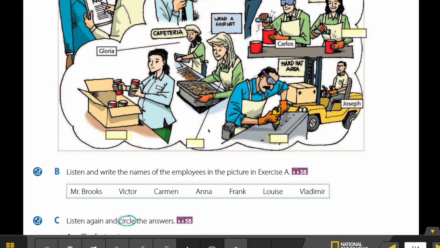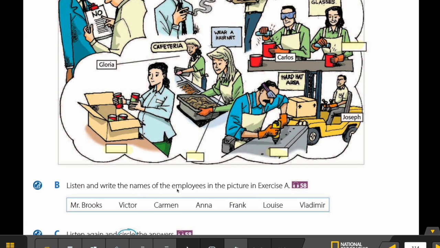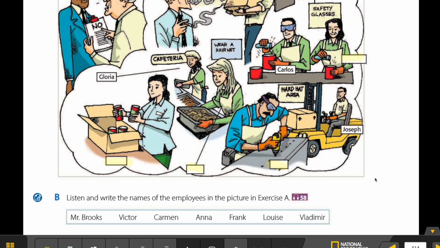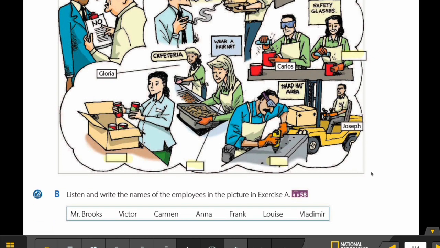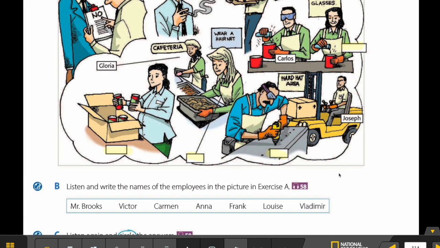Now, you're gonna listen and write the names of these employees in the picture in exercise A, in the blank spaces that I just highlighted. These are the names: Mr. Brooks, Victor, Carmen, Anna, Frank, Luis, and Vladimir. Okay? So let's listen and put the names in the correct place. Here we go.